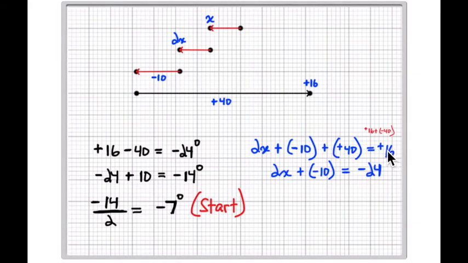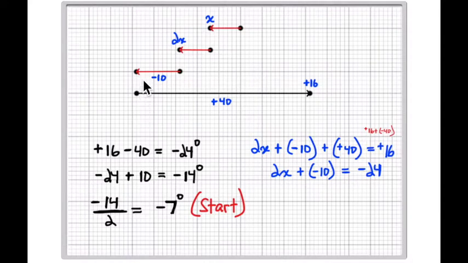So I subtract 40 degrees. So positive 16 plus a negative 40 degrees. That is the same as subtracting 40 degrees. So if I add a negative 40 degrees right here, this becomes 0, and you're left with 2x plus a negative 10 equals negative 24. So this point right here is negative 24.